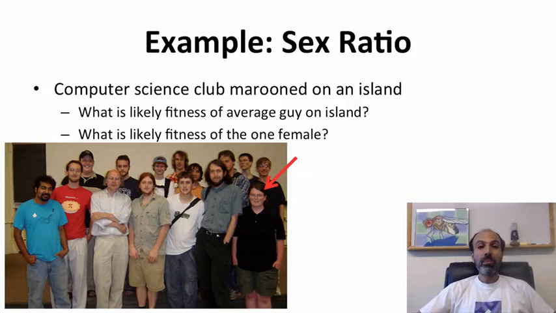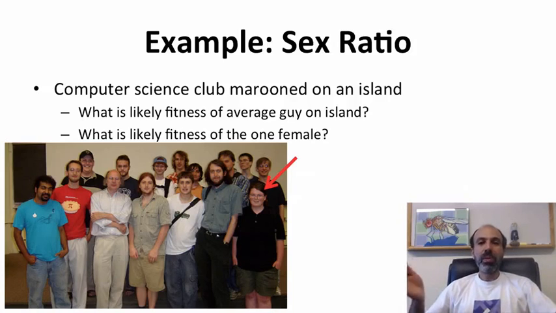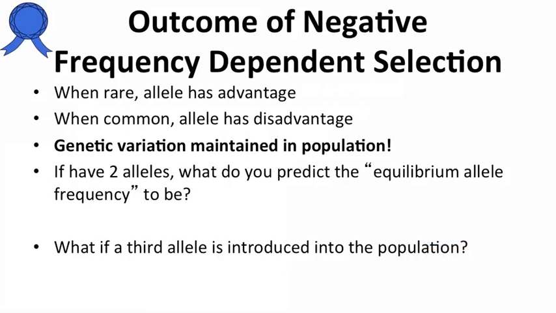Well, it's probably pretty low because probably they're not all going to be able to reproduce. In contrast, what is the likely fitness of this one female? It's potentially pretty high. There's a high probability she will actually be able to reproduce if she so chooses. In this regard, again, it's better to be the rarer type. So, again, when you're rare, this rare allele has an advantage. As it becomes more and more common, it loses its advantage and eventually can go to a disadvantage. This will maintain genetic variation in a population.